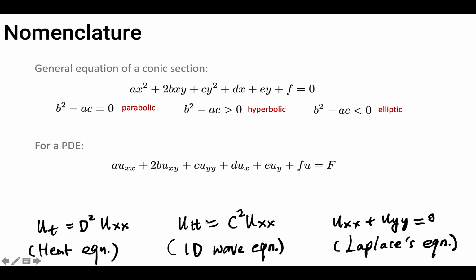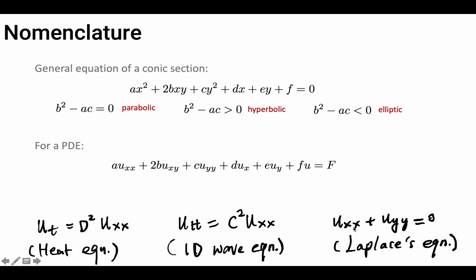And if we make every term in one side, we actually will see that a is c squared here, and c is actually -1 if we move everything to the right hand side. So in particular, we have b is 0, and a and c have different signs. So eventually we have b squared minus ac being positive. So the wave equation is a hyperbolic equation.